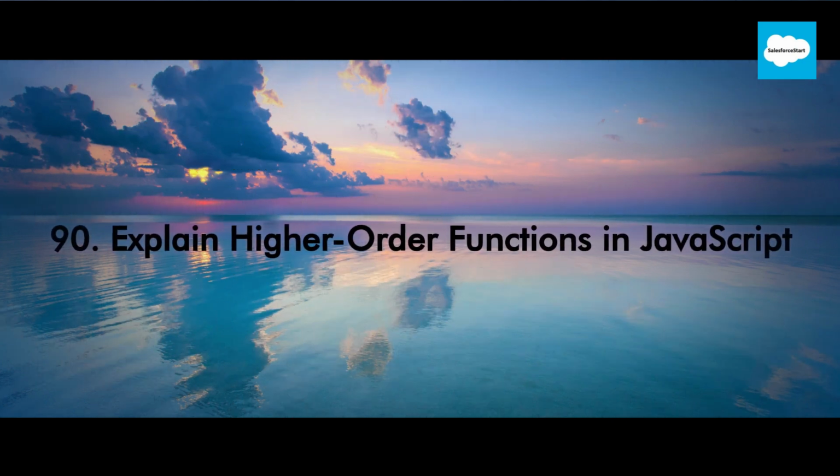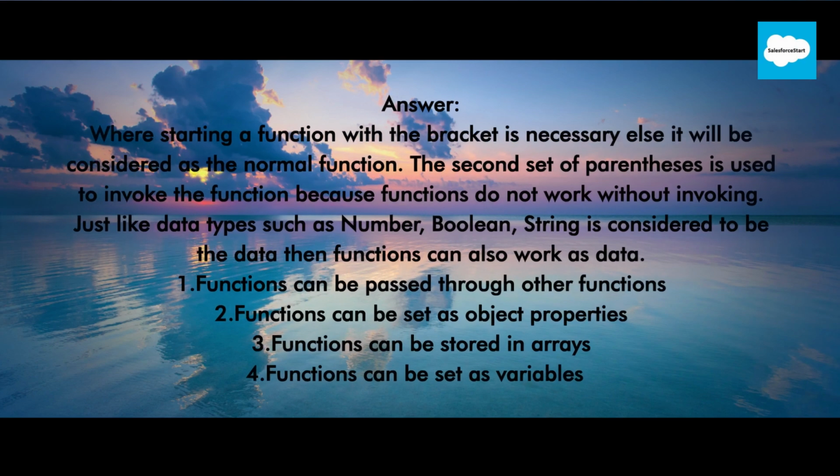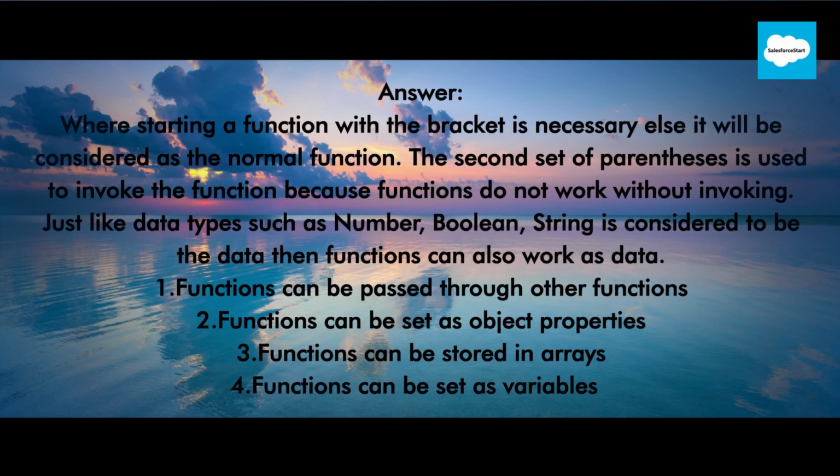90. Explain higher order functions in JavaScript. Answer. Starting a function with the bracket is necessary, else it will be considered a normal function. The second set of parentheses is used to invoke the function because functions do not work without invoking. Just like data types such as number, Boolean, string are considered to be data, functions can also work as data. 1. Functions can be passed through other functions.